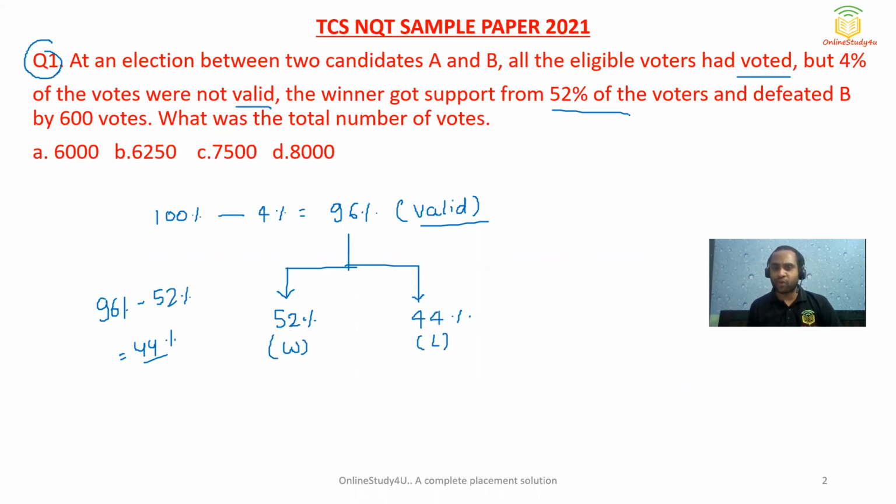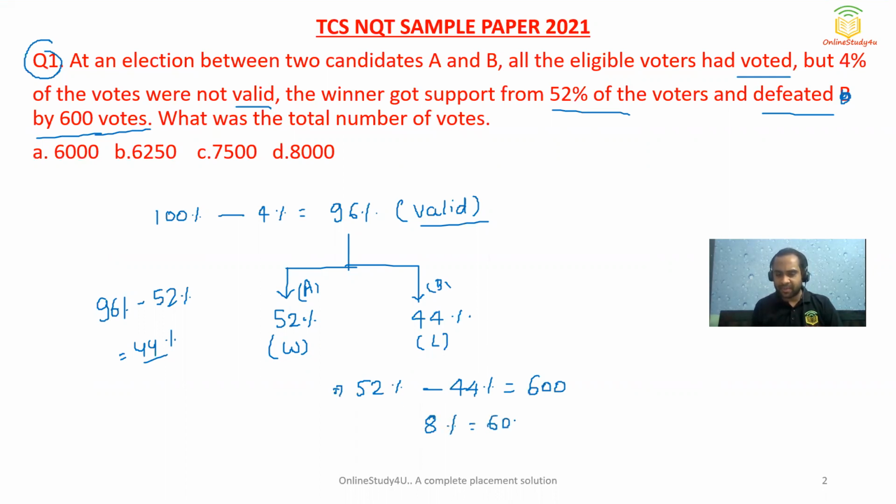The winner got support from 52% of the voters and defeated B by 600 votes. So suppose this is A and this is B. Okay, so defeated by 600 votes. So now the winner is defeating the loser by 600 votes. So the winner is 52%, and the loser is nothing but 44%, and the difference of votes is nothing but 600. So this is nothing but 8%. So 8% is nothing but 600.